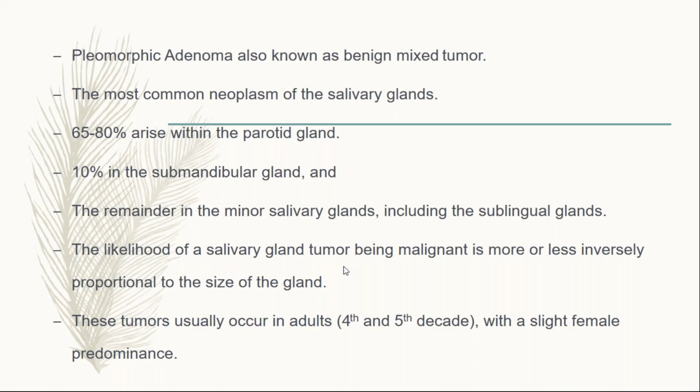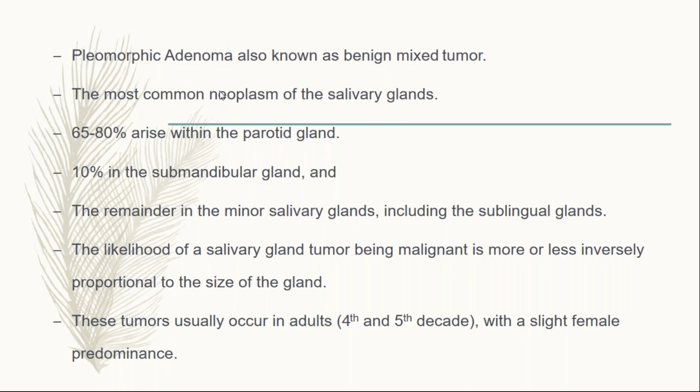Okay, so this pleomorphic adenoma is also known as a benign mixed tumor. So it's a mixed tumor, and we'll know why. It's called pleomorphic, which means it has varied histological patterns. Both epithelial and mesenchymal components are included in this tumor, and hence it is called pleomorphic. Okay, and it is a benign mixed tumor.